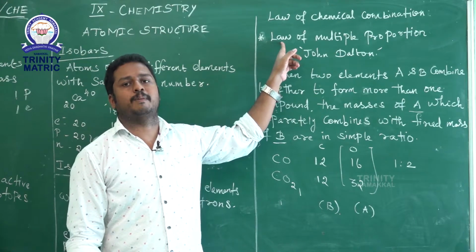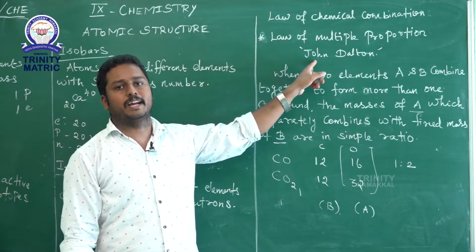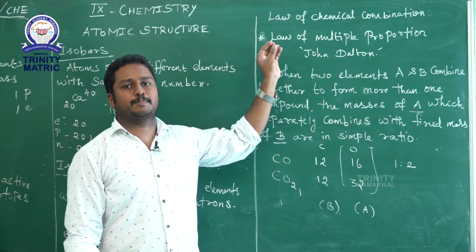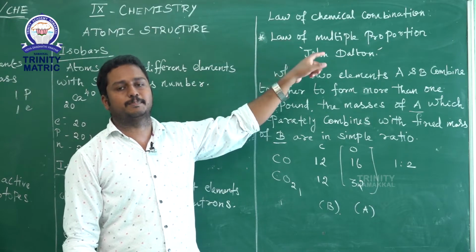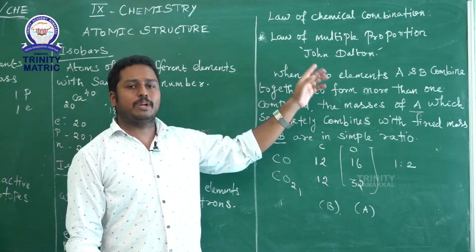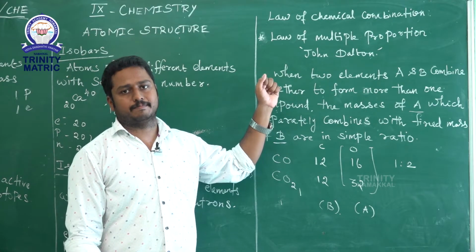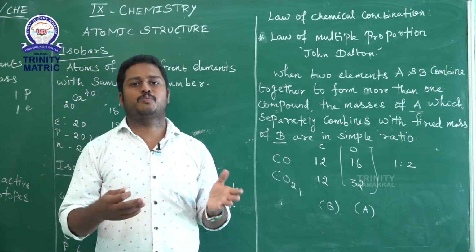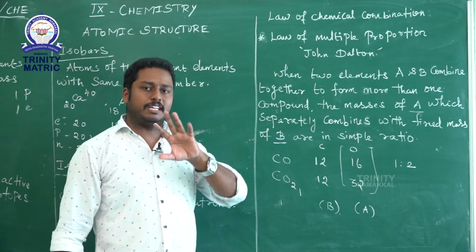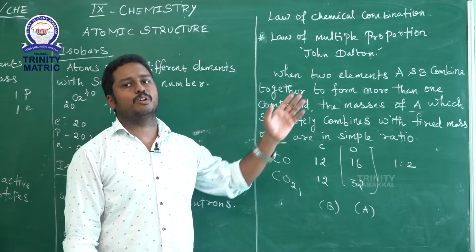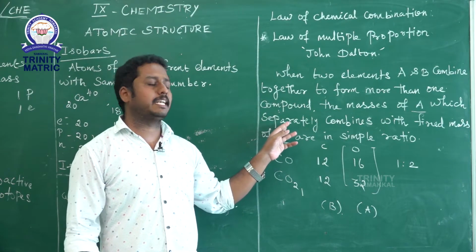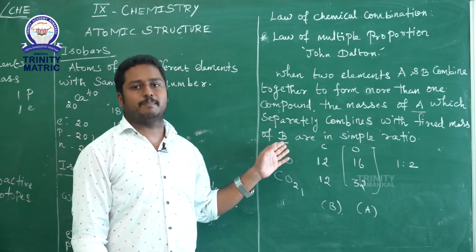It is the law of multiple proportions, proposed by John Dalton. It explains how chemicals combine with each other. Just see the statement: when two elements A and B combine with each other to form more than one compound, the mass of A which separately combines with a fixed mass of B.